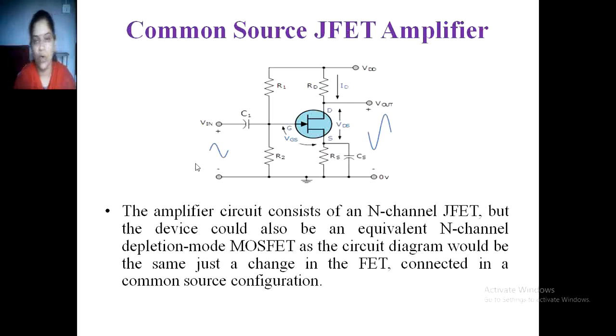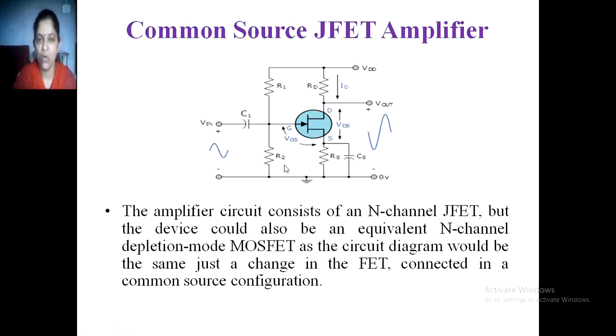Here we are going to see the common source JFET amplifier. The amplifier circuit consists of an N-channel JFET, but the device could also be an equivalent N-channel depletion mode MOSFET, as the circuit diagram would be the same, just a change in the FET. It is connected in a common source configuration, so the source is common between the input and output.